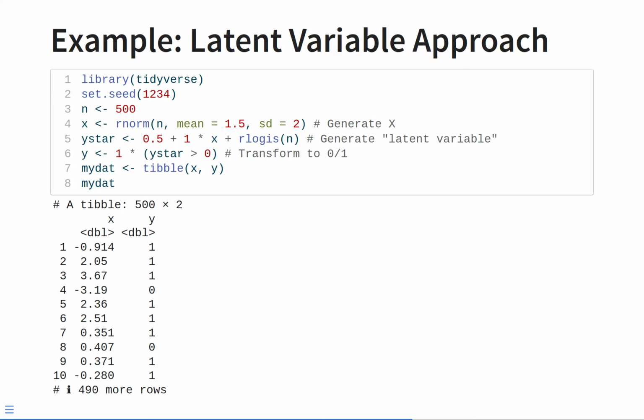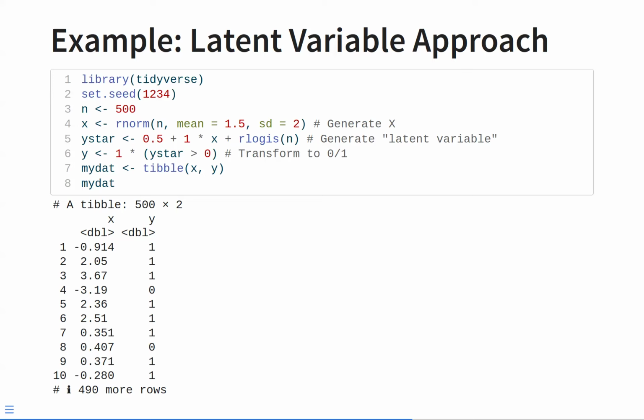Now in my code here, I don't actually have a line that defines epsilon, but my epsilon appears in line 5 nonetheless, because I have y star gets 0.5, that's the intercept, alpha, plus 1 times x, so my beta here is 1, plus rlogis(n). And what rlogis(n) does is it makes n IID draws from a standard logistic random variable. If we don't specify any parameters to that function besides n, R is going to default to a standard logistic.